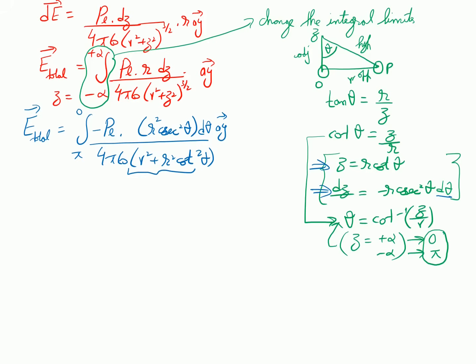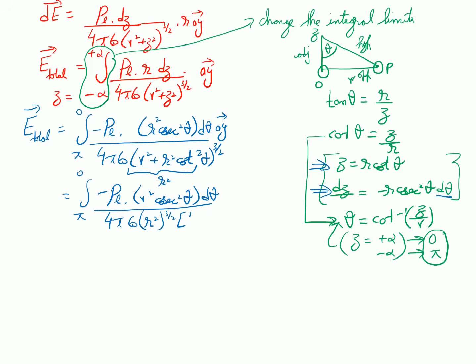Now I can take r square as common from here. So my equation can look like pi to 0 minus rho of L r square cosecant square theta d theta divided by 4 pi epsilon naught. If I take r square common, then okay, I missed the power 3 by 2 over here. So this becomes 3 by 2, and this will become 1 plus cot square theta with the power of 3 by 2, and ay will go along. So this and this cancel out. I'm left with r cube, and then r square can be cancelled with 1 of the r cube.